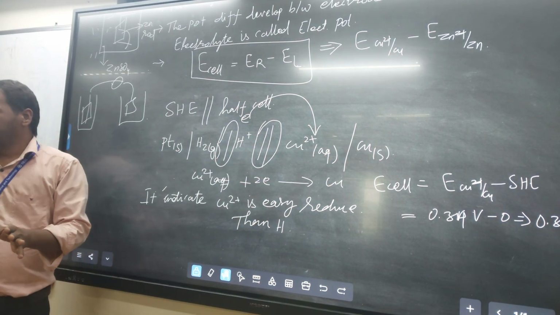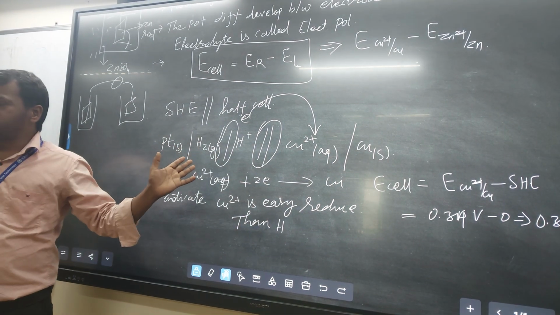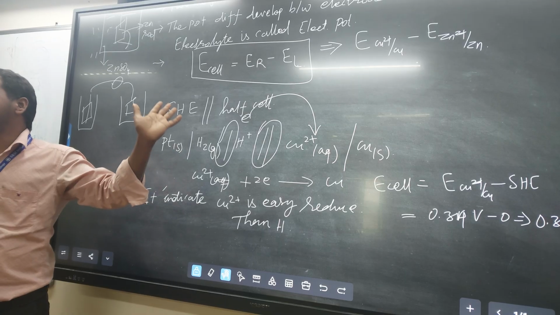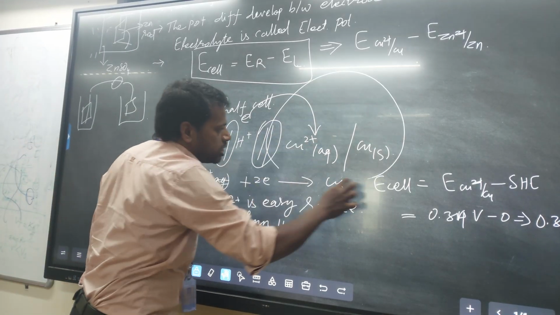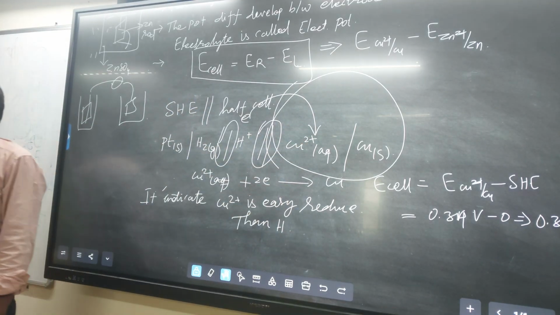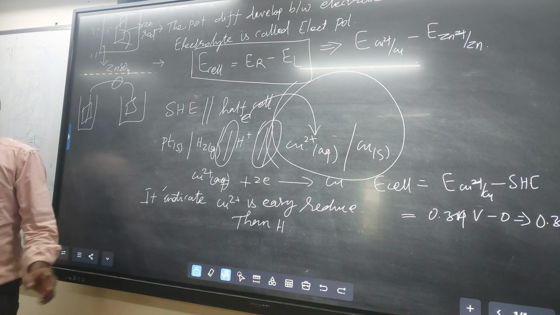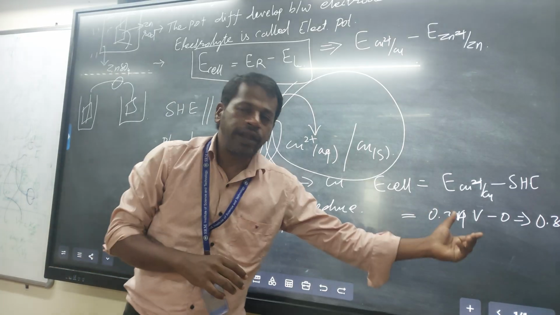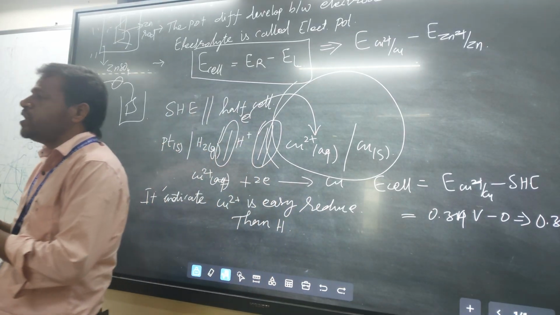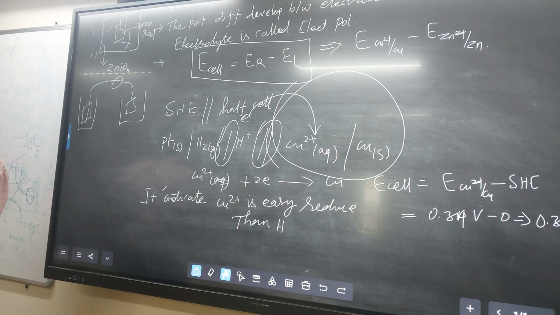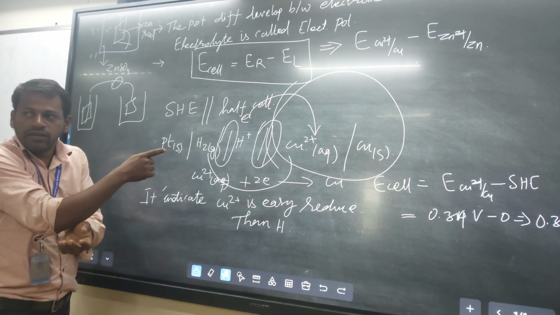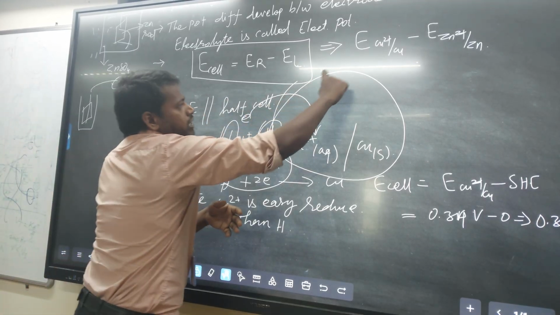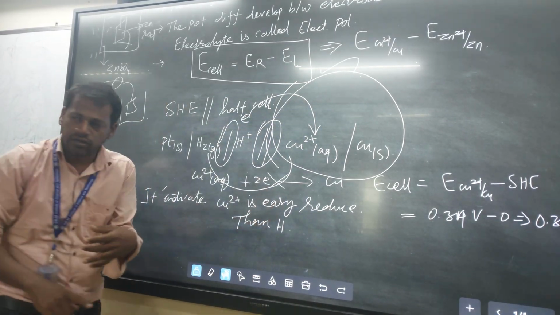Single slash. So your left hand side is oxidation, right hand side is reduction. So we always find the reduction potential only. Here the reduction potential is 0.34 volt. That means compared to hydrogen, the copper is easy to reduce. Otherwise the electron is coming here, right? So this is a feasible reaction. This is not a feasible reaction.